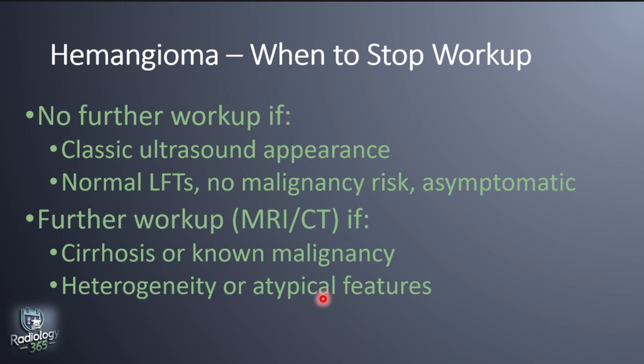If a solitary classic appearing hemangioma is seen on ultrasound and the patient has an otherwise normal appearing liver, normal liver function tests, no known malignancy or risk factors for hepatocellular carcinoma, and is asymptomatic, then no further workup is required. Any heterogeneity or atypical ultrasound findings should prompt consideration of an alternative diagnosis, such as hyperechoic hepatocellular carcinoma or metastatic disease, even in the absence of a halo. In a patient with cirrhosis or any known primary malignancy, further workup, that's MRI or CT, is usually warranted.